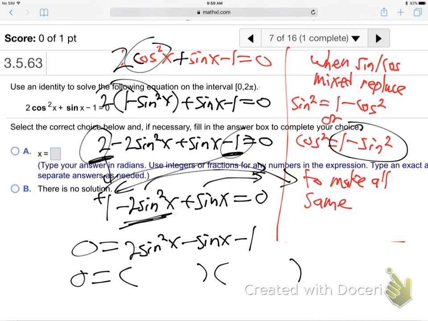So you can multiply through by negative 1, same effect. Either way, make that front one positive. It's easier to factor that way. Now do the double parentheses. Now that it's all sine instead of a mix, and the front one's positive, we got our 0. Now we can factor. Let's go ahead and factor that one.